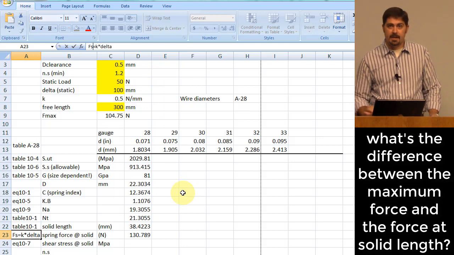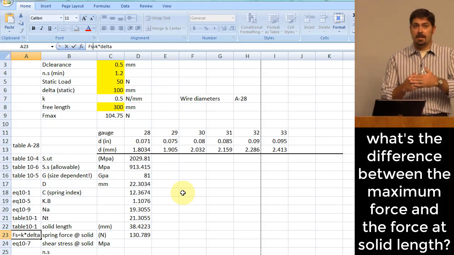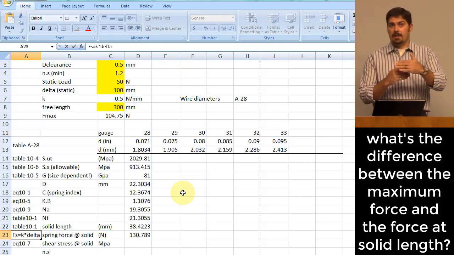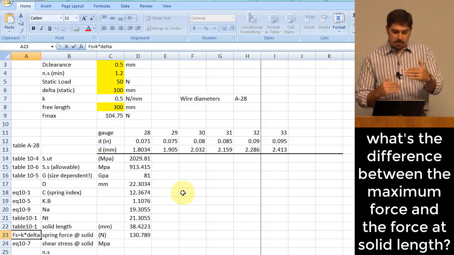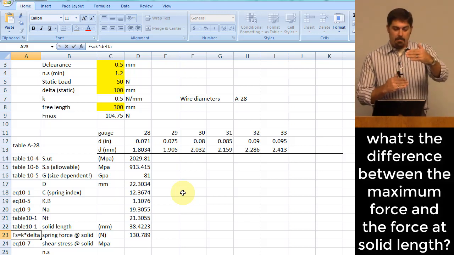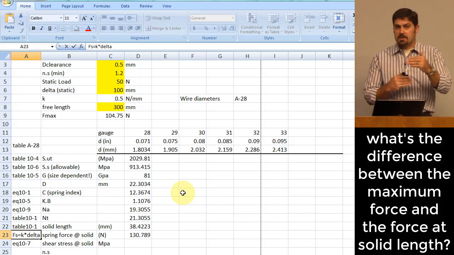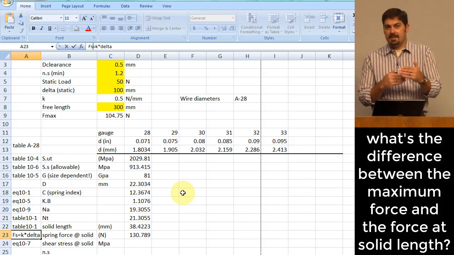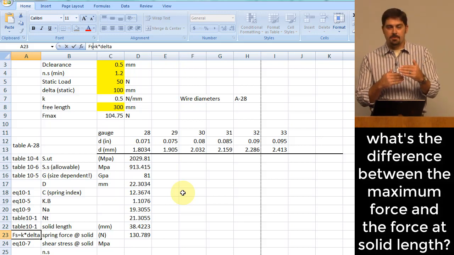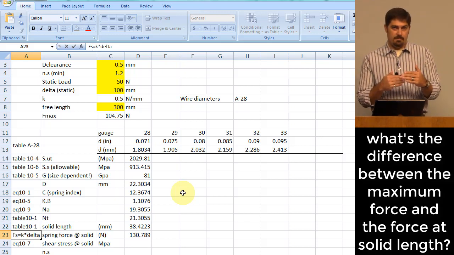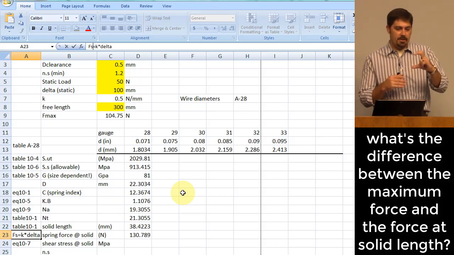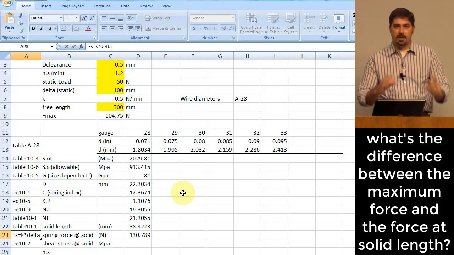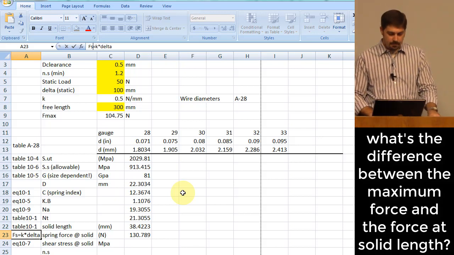Maybe I'll put that in, because this is the amount of force the spring carries at the point where it goes solid. The difference between these two is that F max is the maximum amount of force we're expecting to see in service, whereas we're not expecting the spring ever to go solid, but if it did, Fs is the amount of force it would be carrying when it was solid. By go solid, I mean all the coils touch each other and it can't compress anymore.